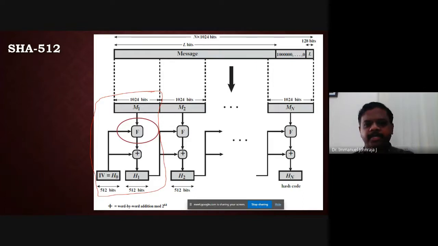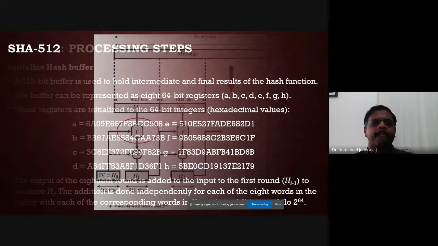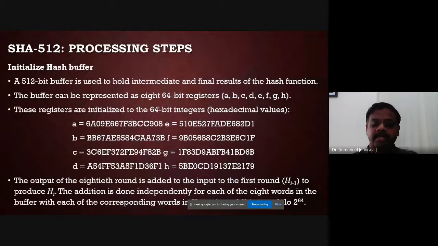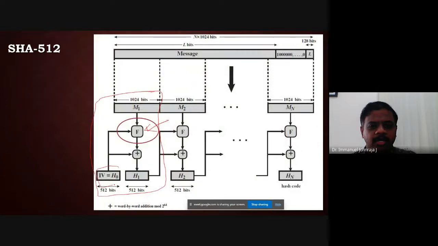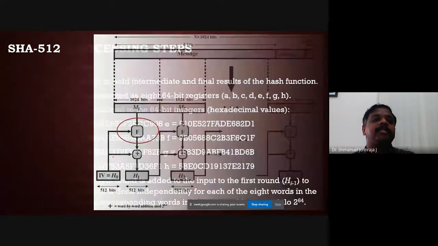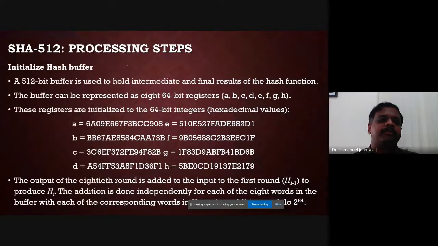So what happens in function f? Now our interest is towards function f. Okay. So what's happening in the case of function f? Before that, you got something called IV, right? So initial vector, that is called the initial buffer here. What happens in that buffer? A 512-bit buffer is used to hold the intermediate and final bit.